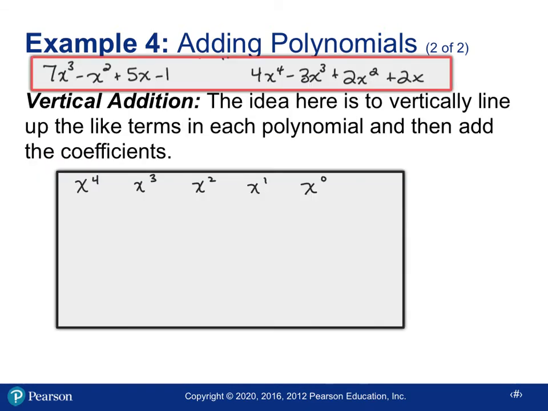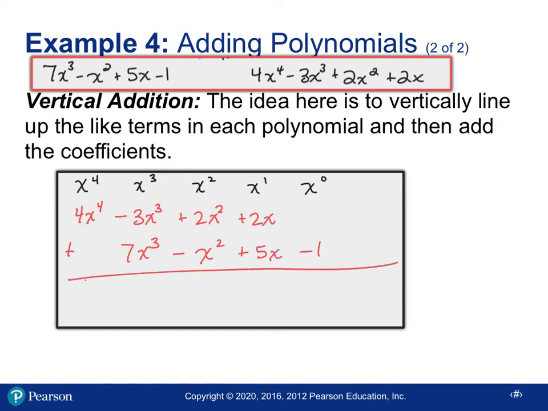Another method is vertical addition, where you line up all the variables on top of each other that are like. So let's say we have this question. We have 4x to the fourth minus 3x to the third plus 2x squared plus 2x, plus 7x to the third minus x squared plus 5x minus 1. These up here are just to give you your guide of where you're going to line them up.